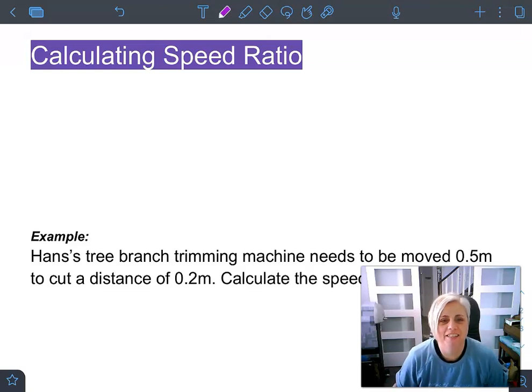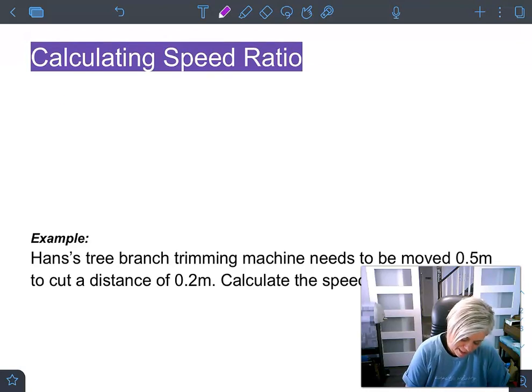Okay, let's do a speed ratio calculation. Speed ratio is another way that we can analyze how well a machine is doing its job. Speed ratio typically compares distances.